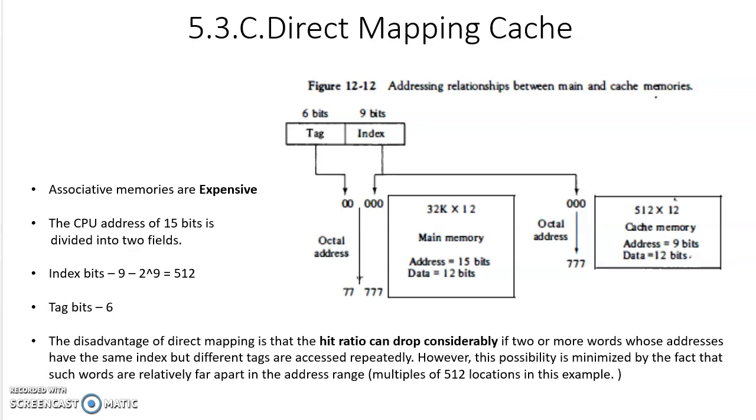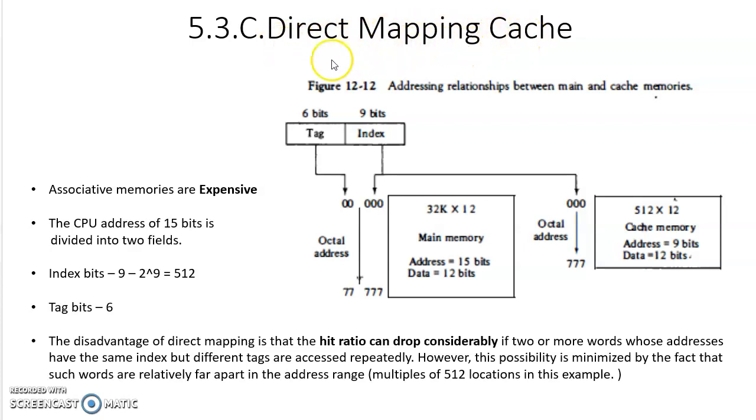So in the previous class we had completed the first type of mapping, associative mapping, where the address and data pairs are stored in the cache memory. Because of this, the associative memories are expensive. This is the drawback of the associative memory. So that's why we are moving on to the second type of mapping mechanism of cache memory, that is direct mapping cache.